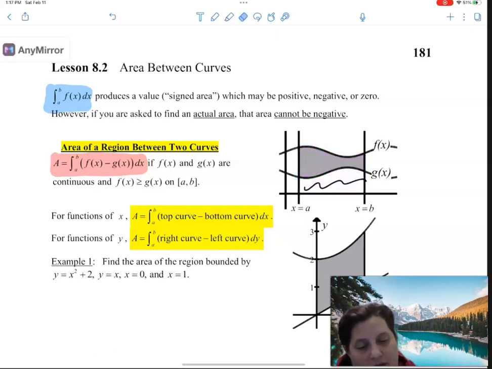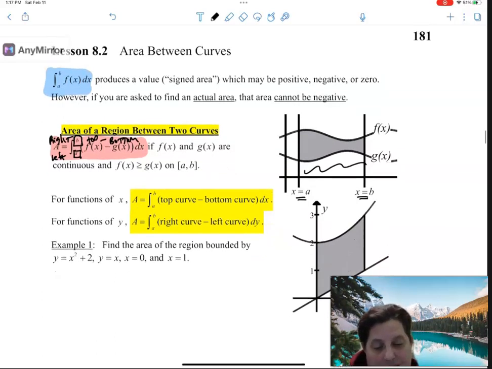We always go from A to B, where A is the lower number, B is the higher number. It's always top curve minus bottom curve. And left to right on the A to B. All right?